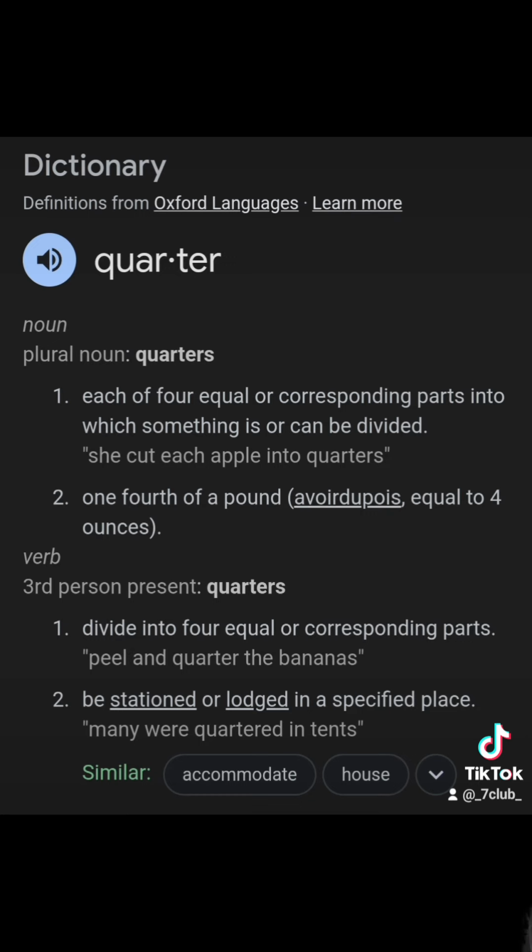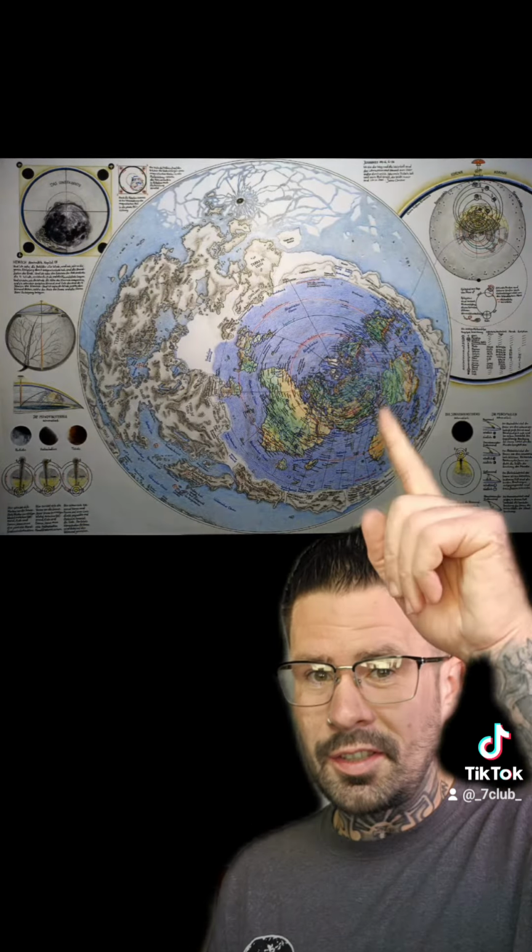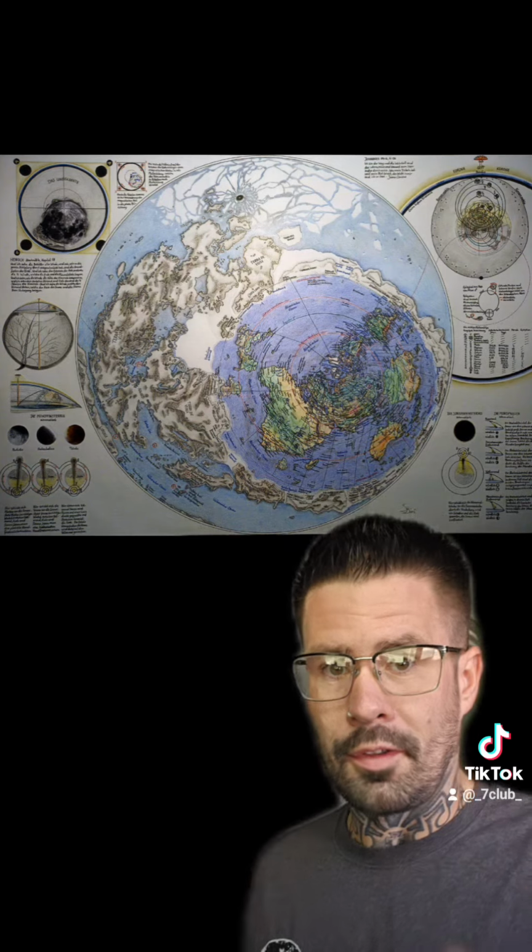Then another definition is the place in which you can dwell, a specific place. Here's what's nuts though. So this is a quarter, as in 1/4 of the whole area, but then it's also a quarter, the place in which we can dwell. What? So with this generalized idea, what else does it explain?